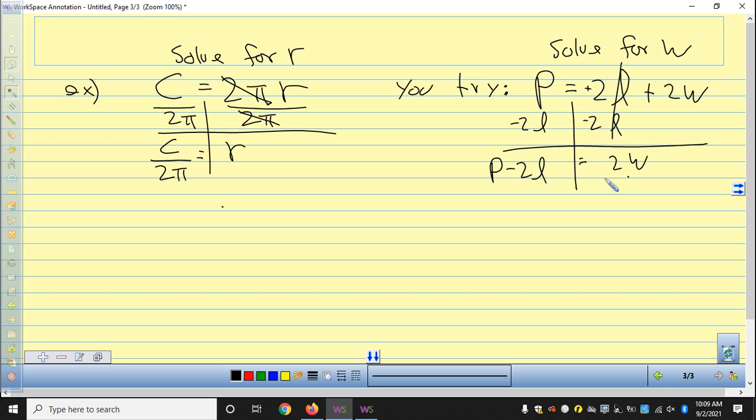Now how am I going to get this 2 away from the W? We're going to divide. Those go away, and I get W equals P minus 2L divided by 2. And we're done. That's as far as we can go with that one. So the width of a rectangle is the perimeter minus 2 times the length, all divided by 2. All right. Questions there?